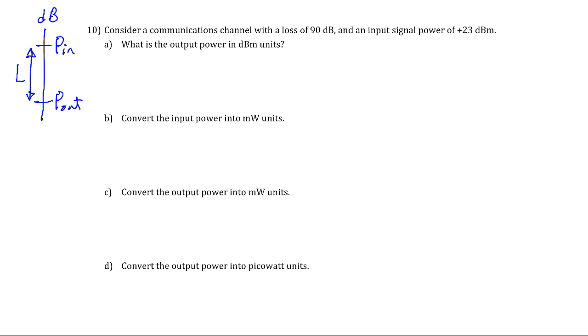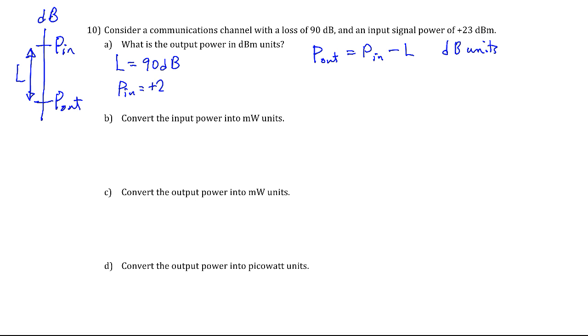And everything has units of dB so far, and I'm going to write that P out is P in minus the loss. And this is all in dB units. Okay. And I'm given the loss. Loss is 90 dB, typical for a wireless channel. P in is 23 dBm. And we're asked to calculate the output power. So I can just plug directly into this equation.